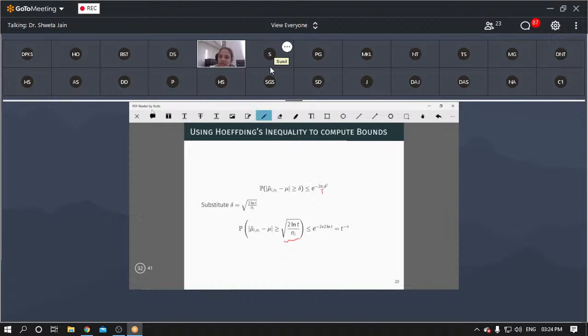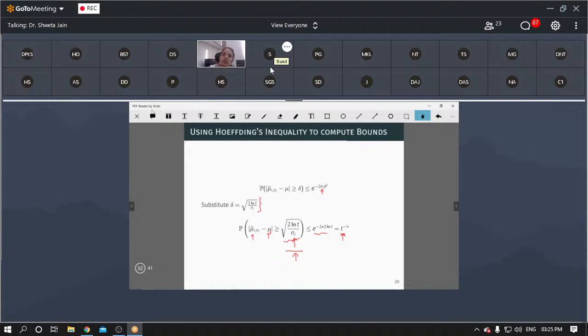I have N_i, which is the number of times arm i is pulled, and delta is this. You will solve this particular thing and get t to the power minus 4. This is pretty good. So what it is telling you is that if I pull a particular arm N_i number of times, then my true mean and my estimated mean depend on how many times I have pulled the arm i, and as N_i increases, this margin is going to decrease, with probability t to the power minus 4, with high probability. This is the crucial term that we will be using to devise our algorithm.